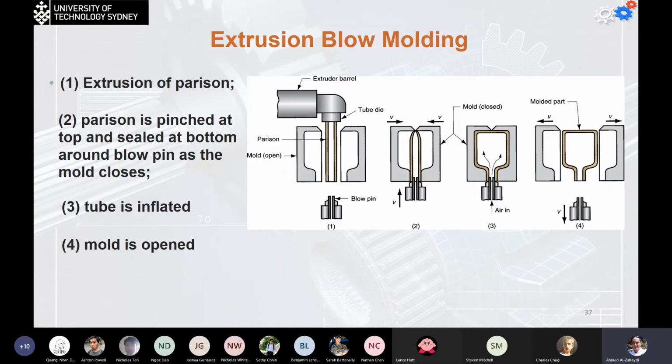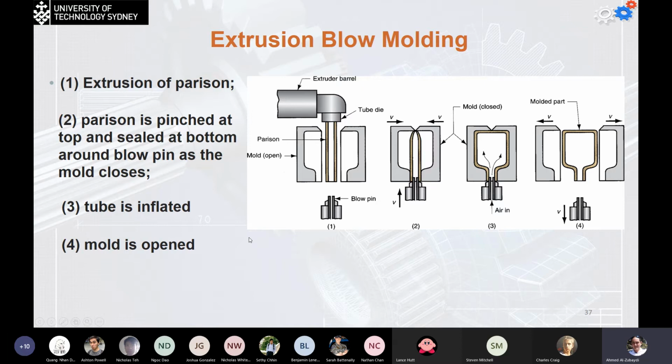So we saw that the parison has been inserted inside the mold. The plunger, which is the metal part, has pushed the parison to make it longer. Then we send the air. So the air expanded the parison to make it fill the cavity of the mold, attached actually to the walls of the mold.